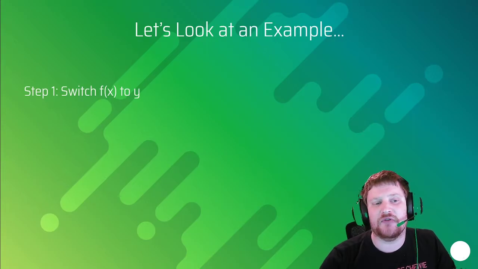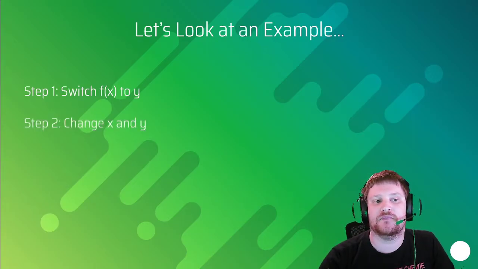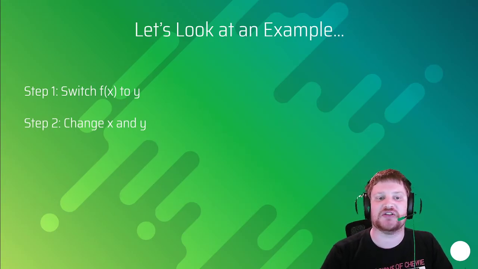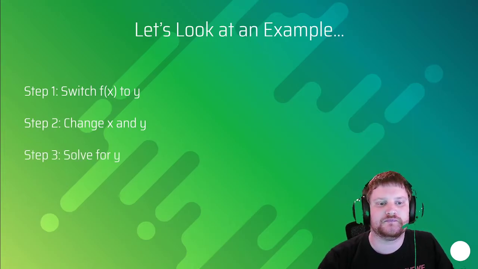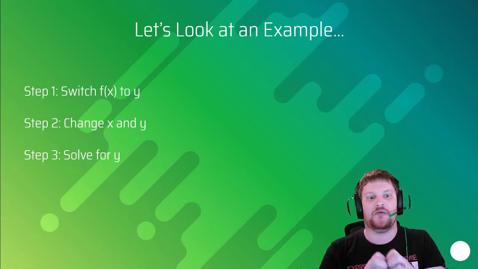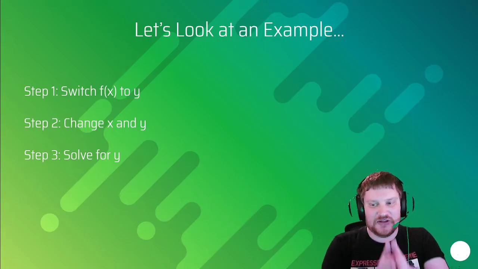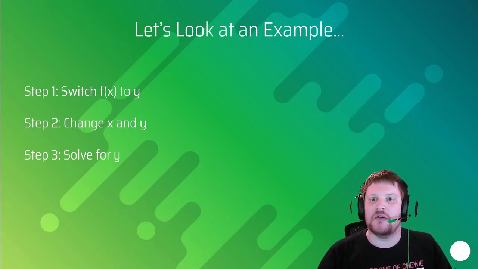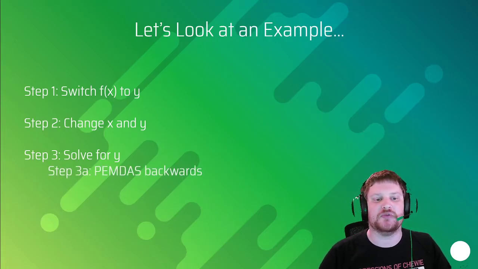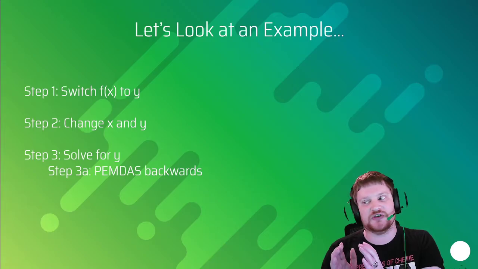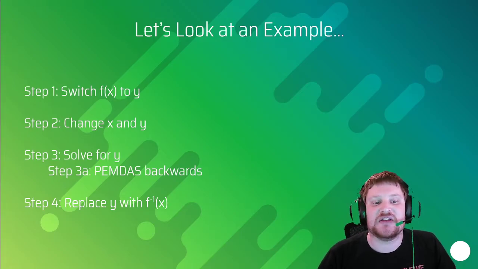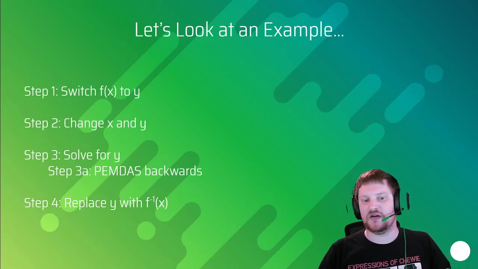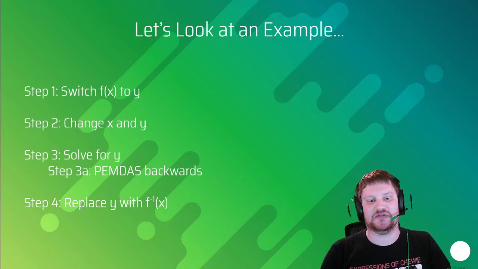Step 1 of finding an inverse is to switch f of x to y. Step 2 is to change x and y. So by that I mean flip their position. Step 3, solve for y. Get y by itself. Isolate y. Whatever way you want to word that to remember that you need to get y by itself. Hopefully you guys will remember that that requires you to use PEMDAS backwards. So you start with addition, subtraction, work your way backwards down the line. Finally, step 4, you're going to replace y with f inverse of x.